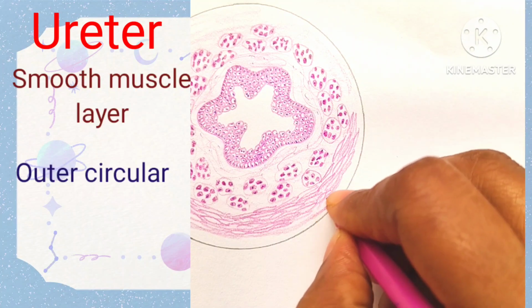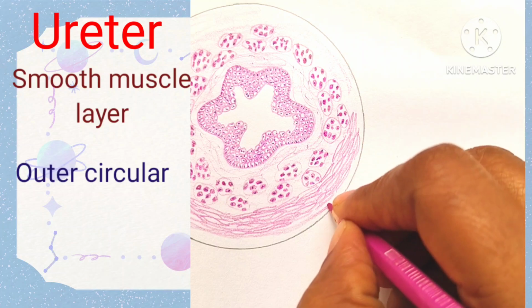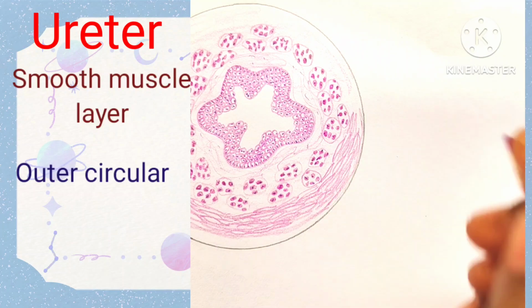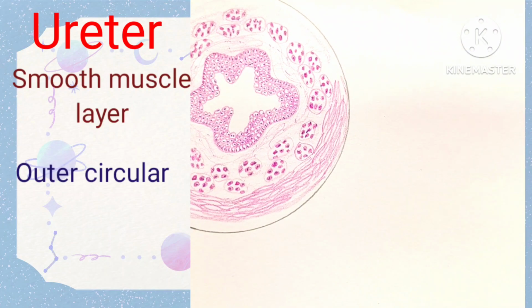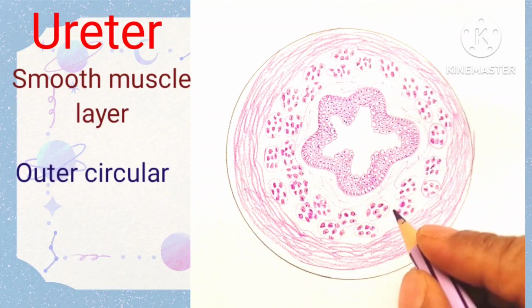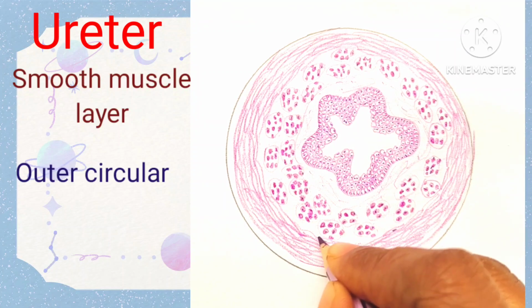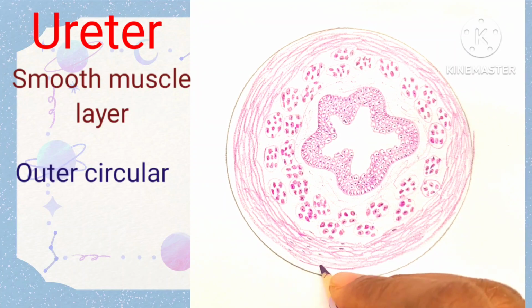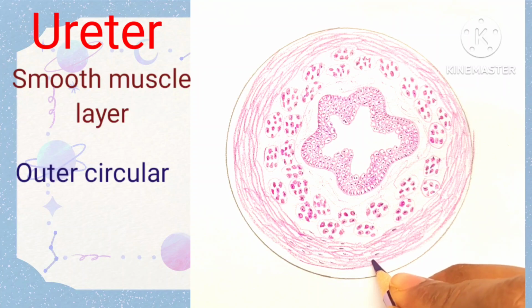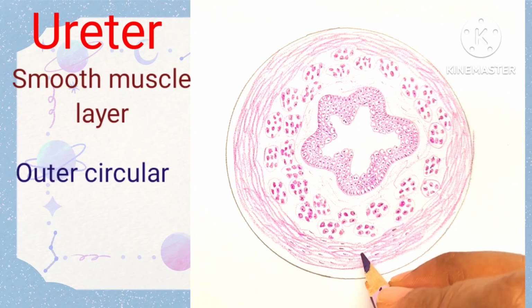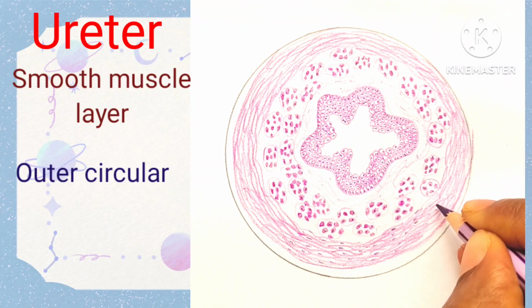And the outermost layer is the serosa or adventitia. Sometimes it is retroperitoneal; in most places it is covered by adventitia. It contains fibrous tissue and some blood vessels. Keep the flat nucleus where there is a bulge of the smooth muscle.